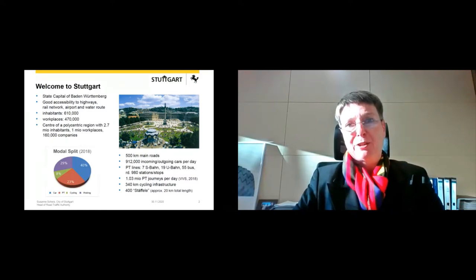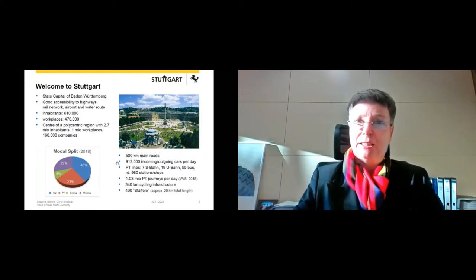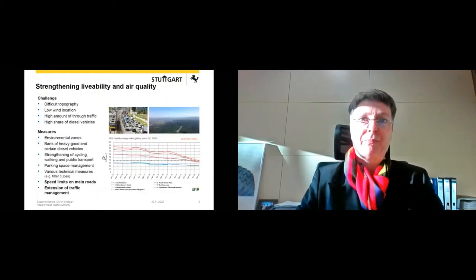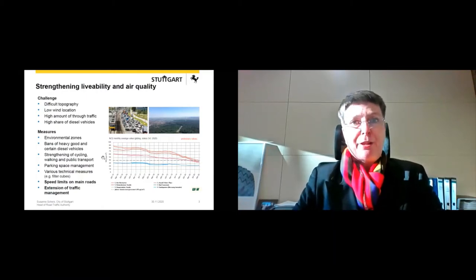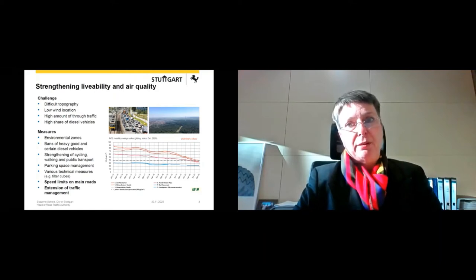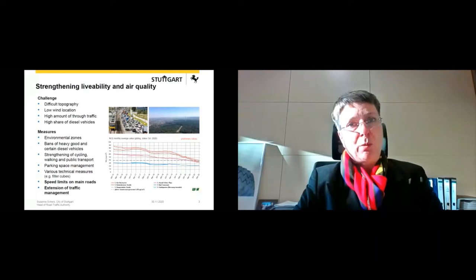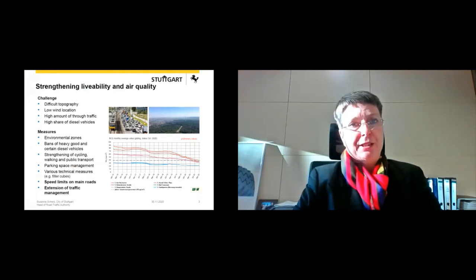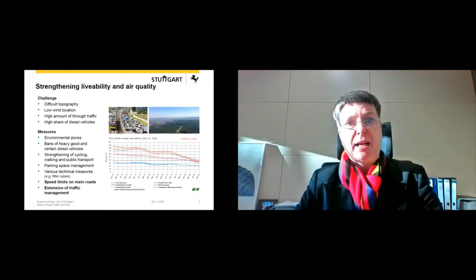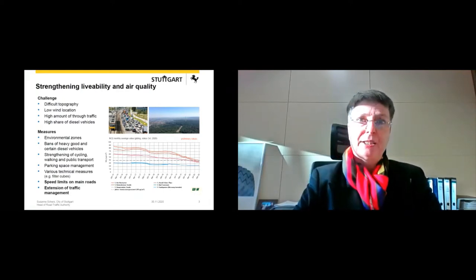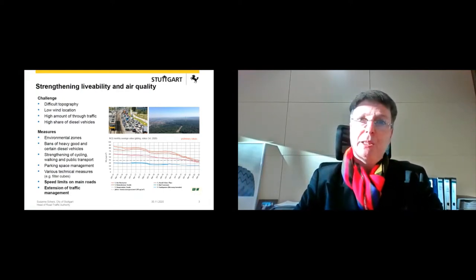We have an extraordinary topography. So this is a big issue which has to be considered, also with regard to air quality. The goal is to strengthen livability and air quality. And as I said before, we have an extraordinary topography and we are located in a low wind location. Also, there is a high amount of through traffic and a high share of diesel vehicles. So improving the air quality is a big target for the city.